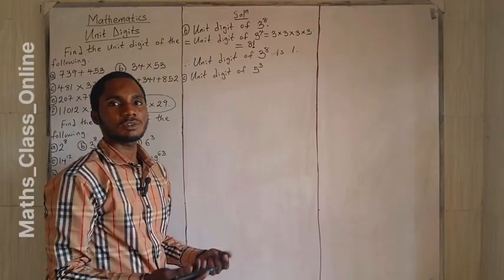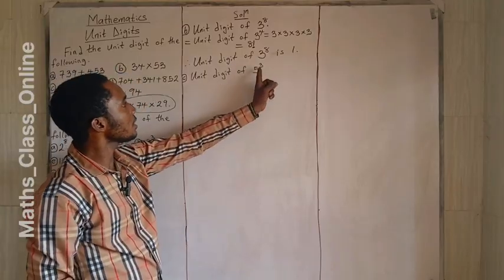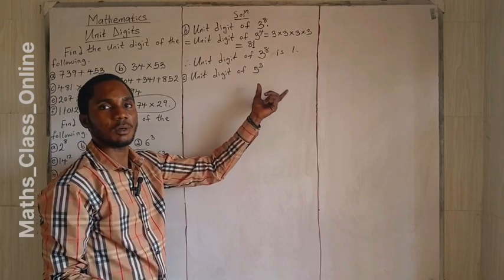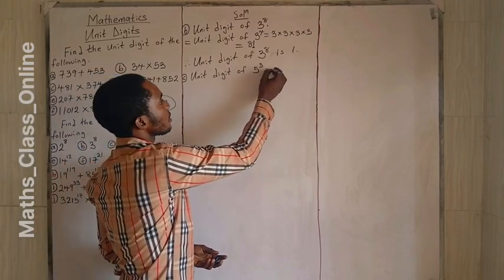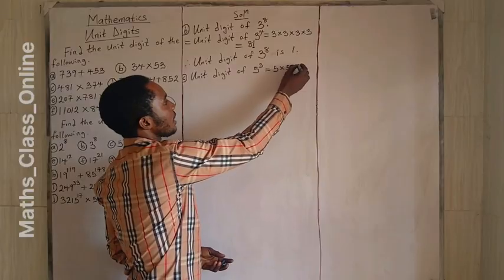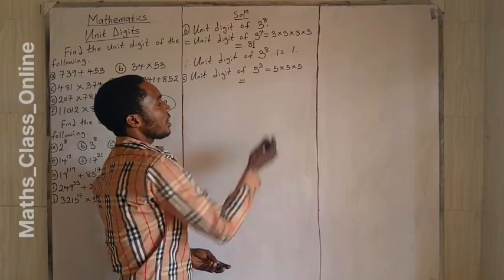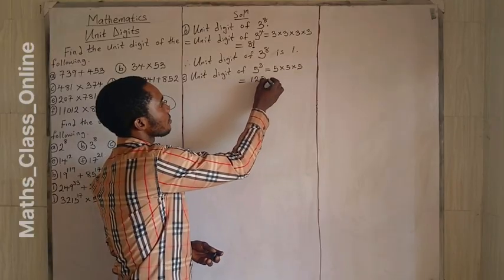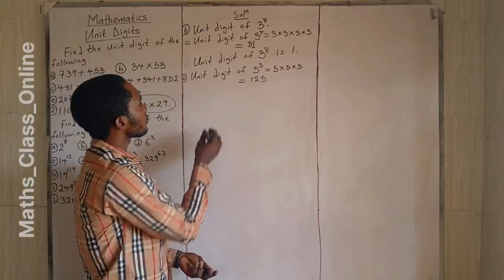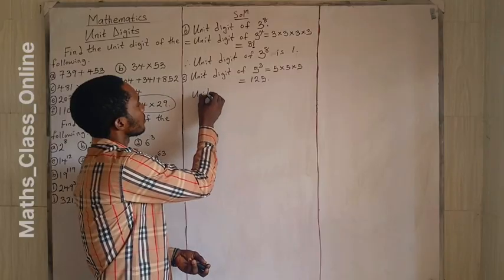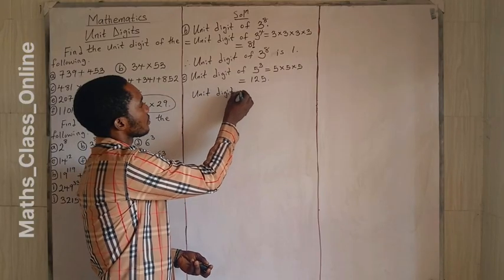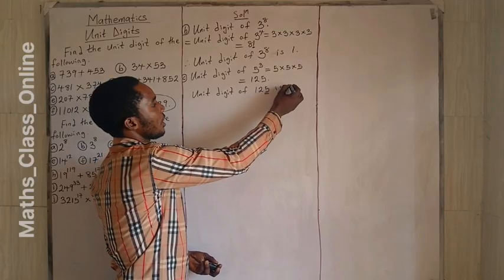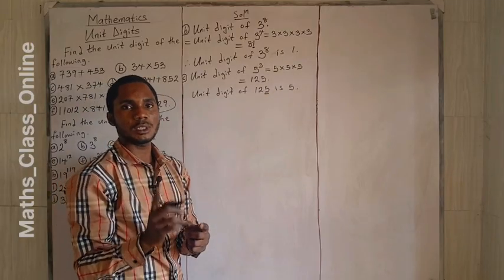Unit digit of 5 raised to the power of 3. You can see that this power is not up to 4. That means we are just going to expand this 5 raised to the power of 3. And 5 raised to the power of 3 is 5 times 5 times 5. 5 times 5, 25. 25 times 5, that is 125. And the unit digit of 125 is 5.